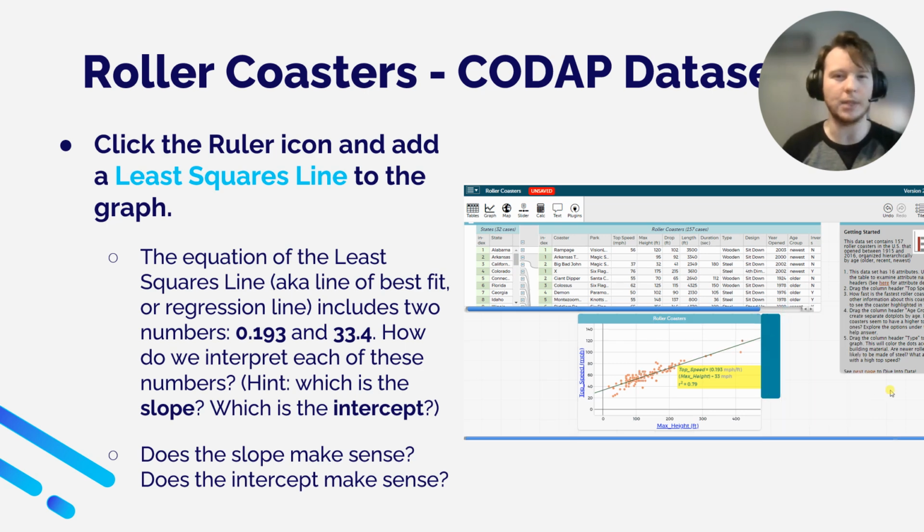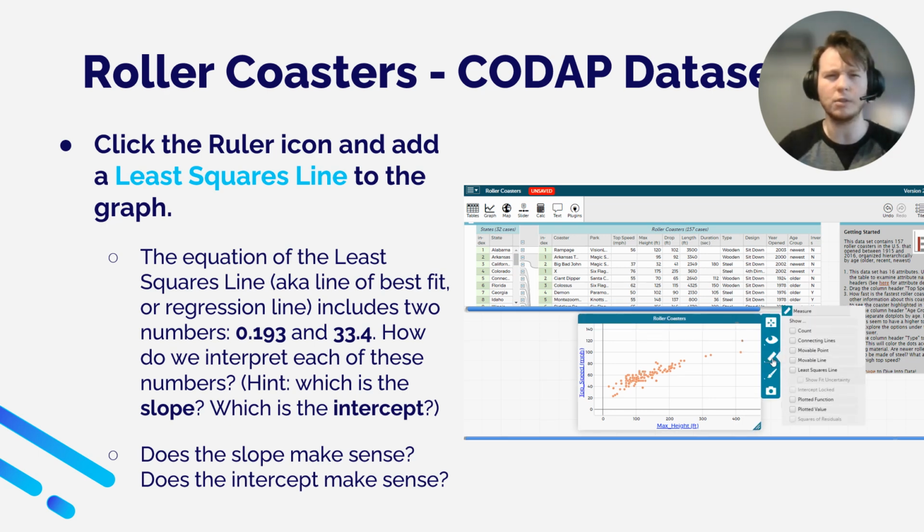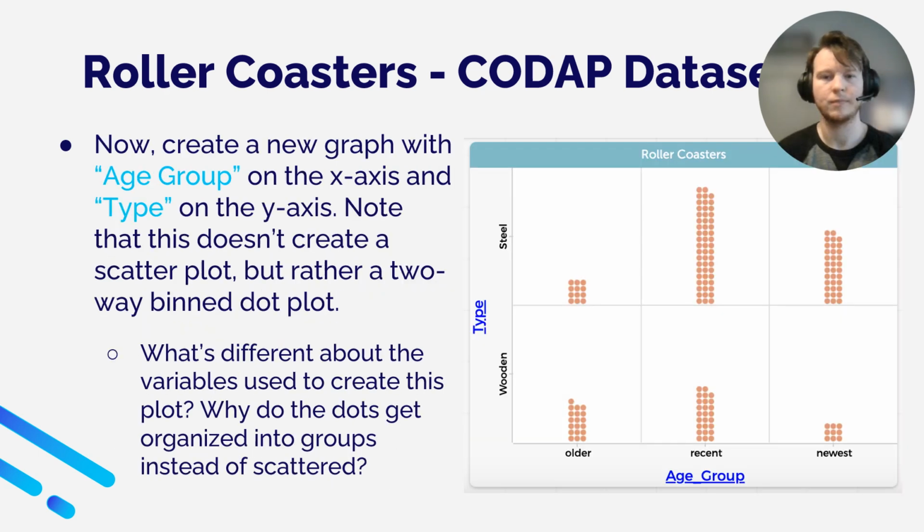So an intercept in that case would also be sort of nonsensical, because what is the top speed of a 0 feet tall roller coaster? It simply doesn't exist.